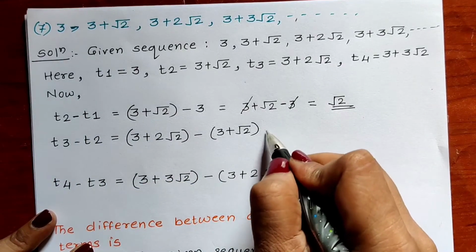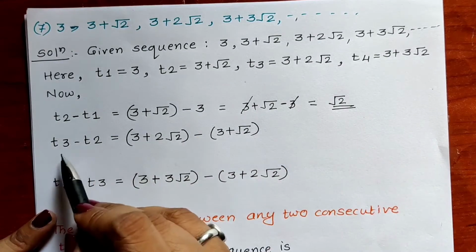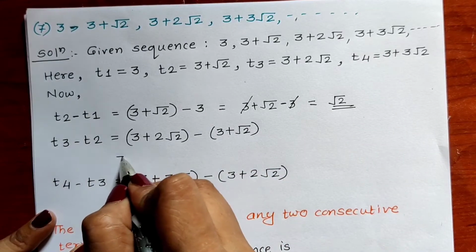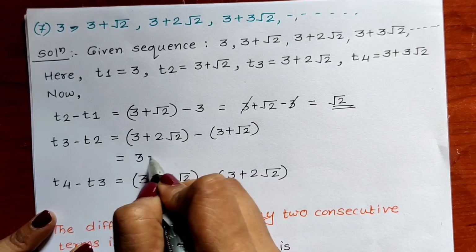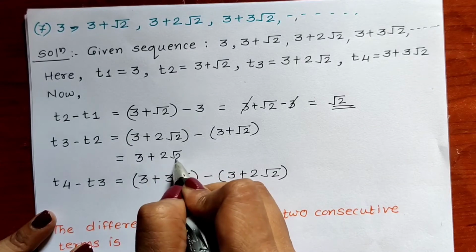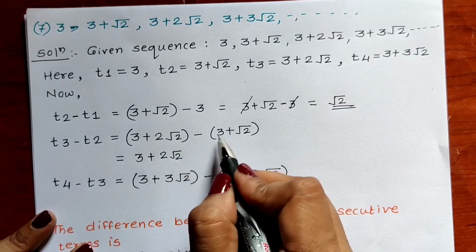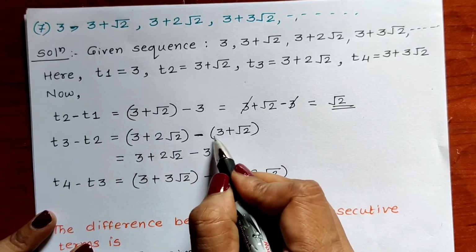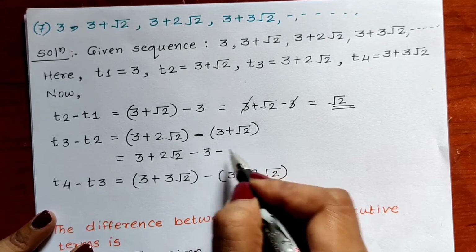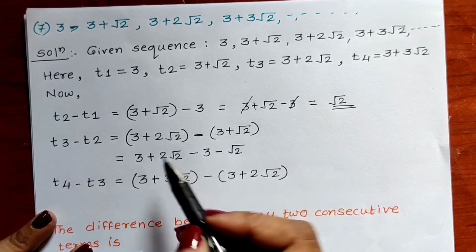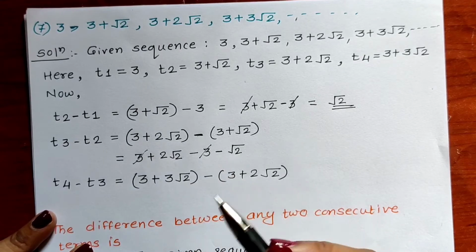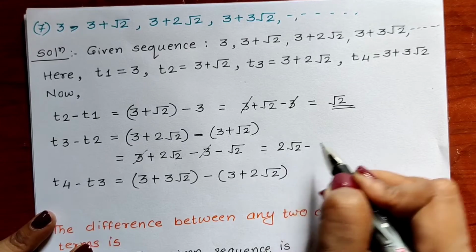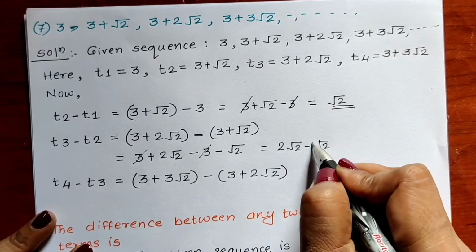Now let us see what will be the answer of t3 minus t2. So let us first remove these brackets. The first bracket terms we are going to write as it is. While writing the second bracket terms, what do we have to do? Minus sign is there. So minus plus will be minus 3. Minus plus will be minus again, minus root 2. Now see children, this plus 3 minus 3 is again 0. What is remaining? 2 root 2 minus root 2.